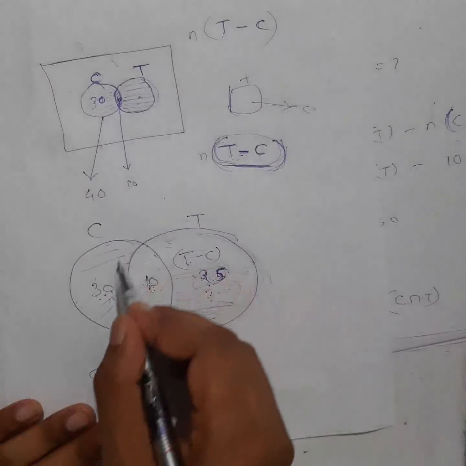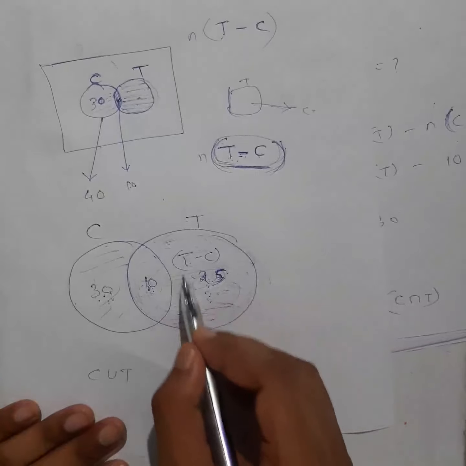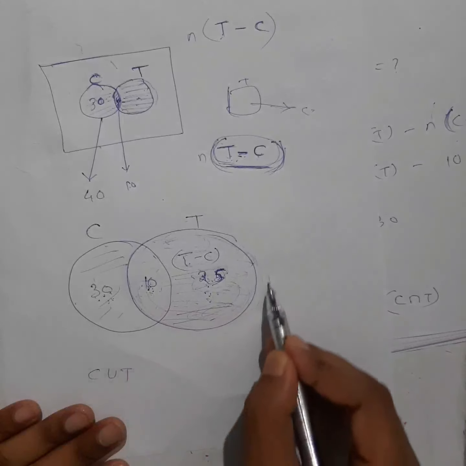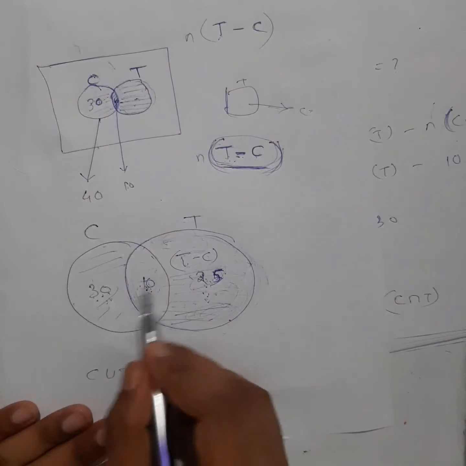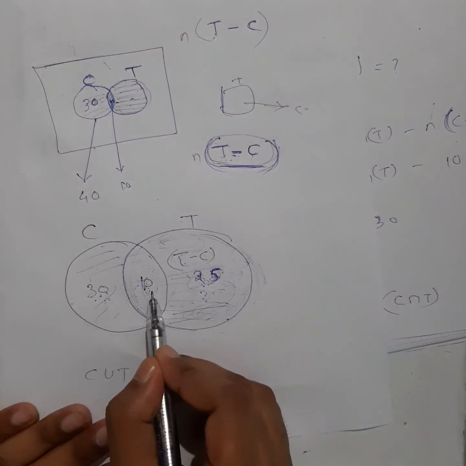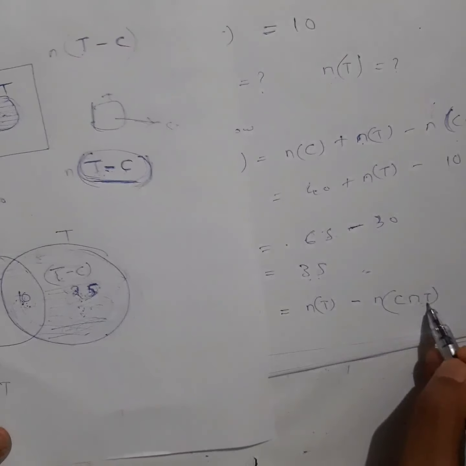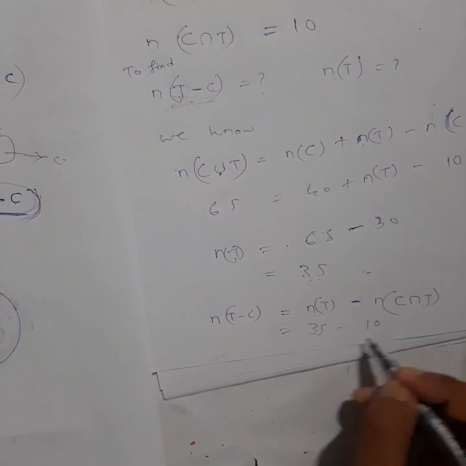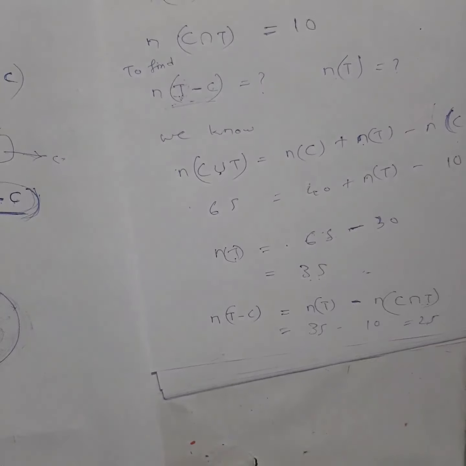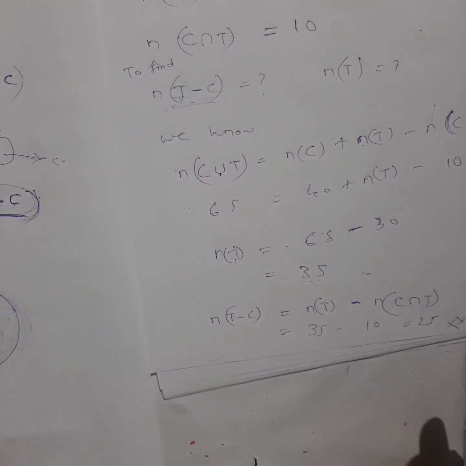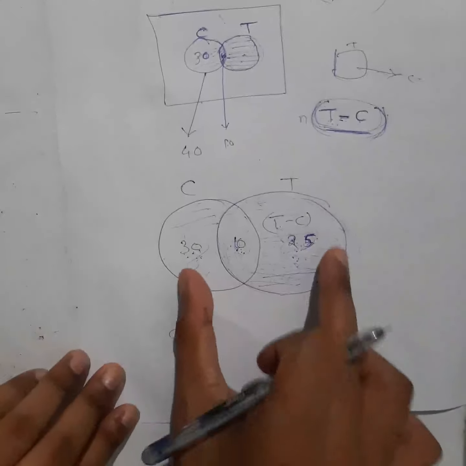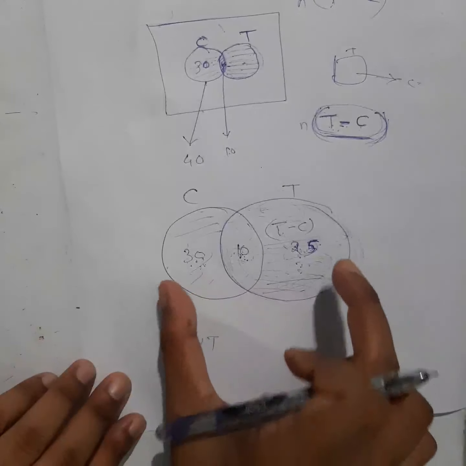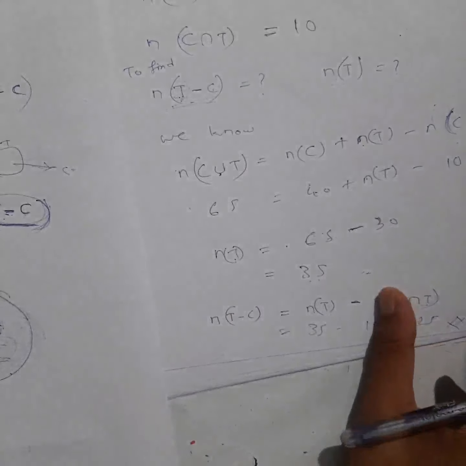So how to write it down, that's what I'm teaching. To find T minus C, this portion, what you will do: number of people who like tennis minus number of people who like both tennis and cricket. So this is how I can write it down. Here 35 minus 10 is equal to 25. Hope it's clear. Before understanding this better, try to understand this one which I have explained. If you have understood this, these are very simple to write down.